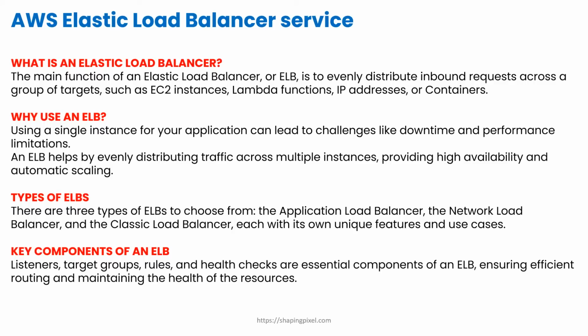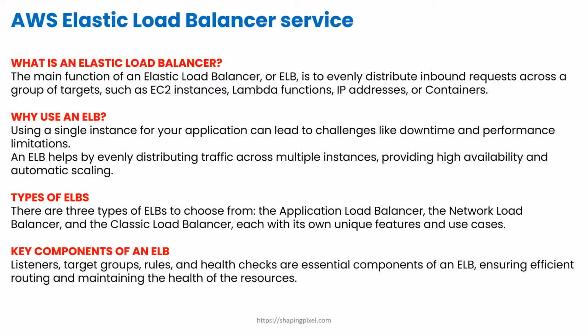So let's dive into the AWS Elastic Load Balancer service, what it is and how it works. The main function of an Elastic Load Balancer or ELB is to evenly distribute inbound requests across a group of targets such as EC2 instances, Lambda functions, IP addresses, or containers. Using a single instance for your application can lead to challenges like downtime and performance limitations. An ELB helps by evenly distributing traffic across multiple instances, providing high availability and automatic scaling.